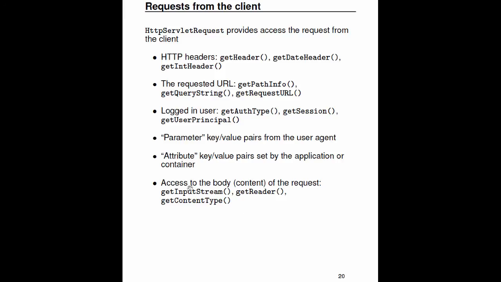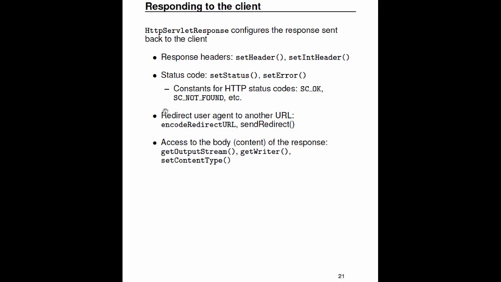And then, of course, you can get information about the body of the request, the content that came in the request, as an input stream if you expect it to be binary, so for instance, if you're uploading an image or something, and get reader if you're posting some text. And of course, you figure out whether or not you have an image or text or whatever based on the content type of the request. The response goes the other way.